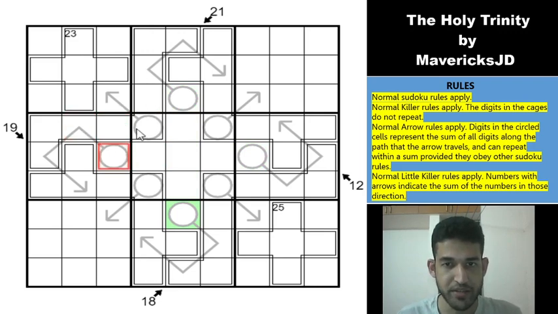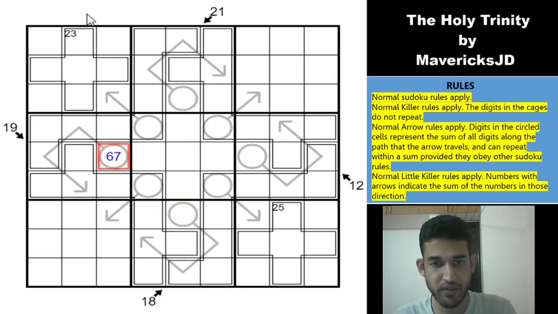Okay, all these circles must be minimum 6 in value, because the minimum sum is 1 plus 2 plus 3, which is equal to 6. So all these cells will be minimum 6 in value. Let us write those candidates.